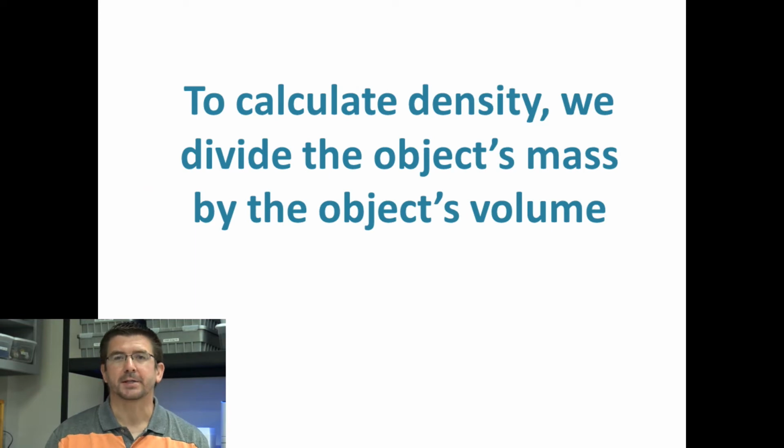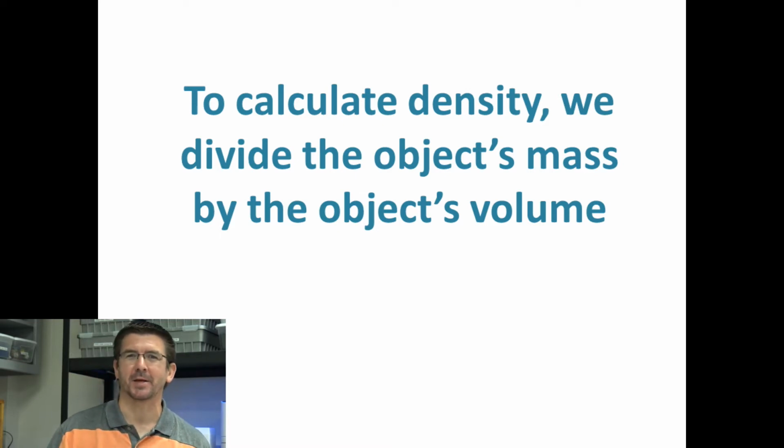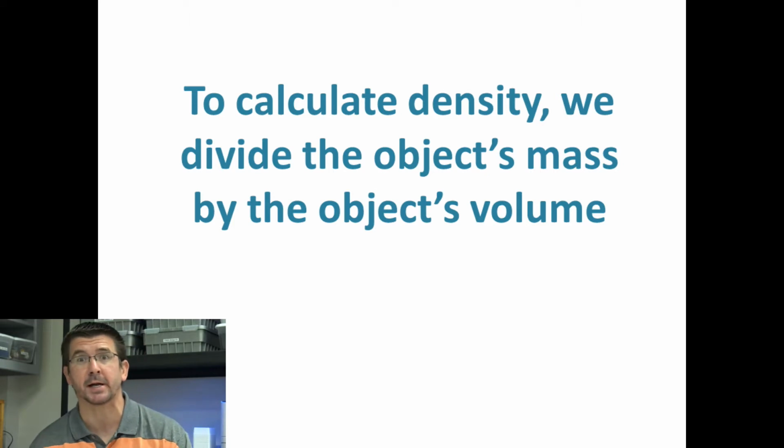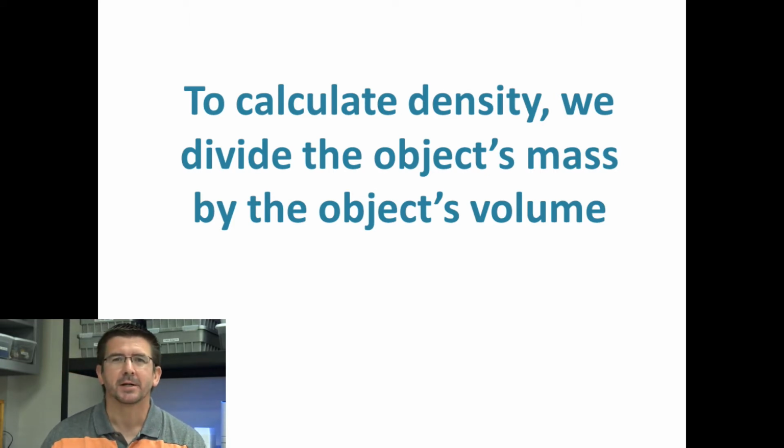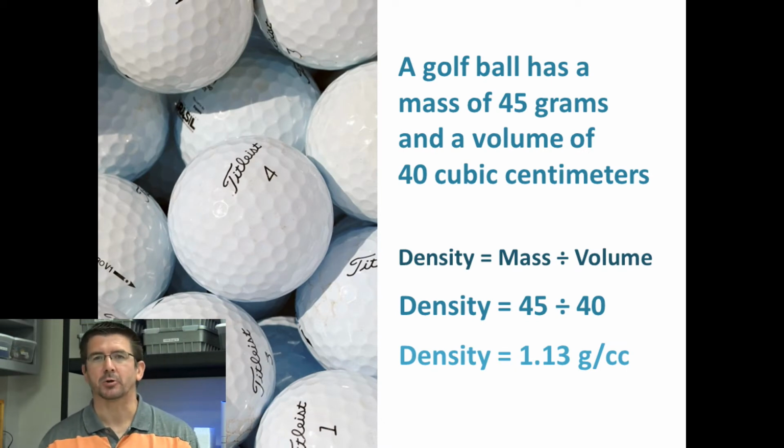Now, in order to make this calculation, we just have to use a little bit of division. And we know that math and science, a lot of the time they do go hand in hand. We need these math skills to be able to figure out things in the science classroom a lot of the time. So to calculate density, all we have to do is divide an object's mass by the object's volume. And we can look at an example here of a golf ball.